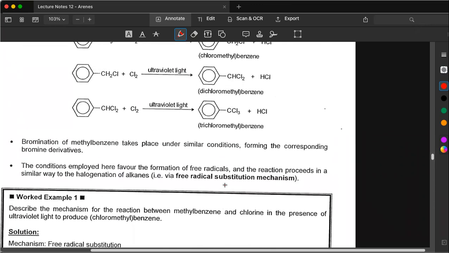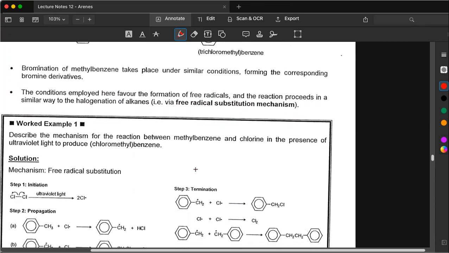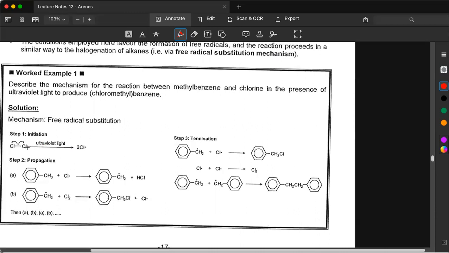Now we have one question here before we move on. Describe the mechanism for reaction between methyl benzene and chlorine in the presence of UV light. So think about it first, then we try. To describe the whole mechanism, please state the name first. That is a marking point. And then write down the steps. Show the homolytic fission of chlorine. Make sure it's not a full arrow, it's a half arrow because it's one electron each. Then you form a radical.